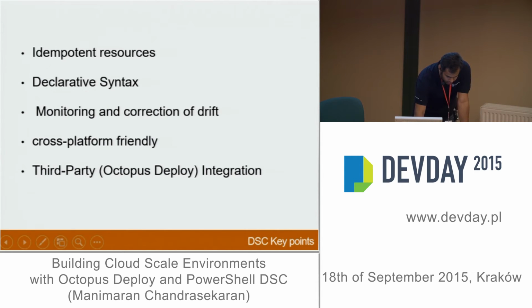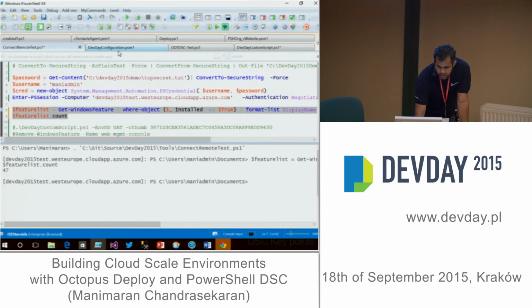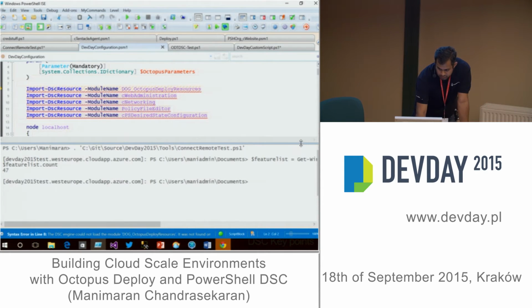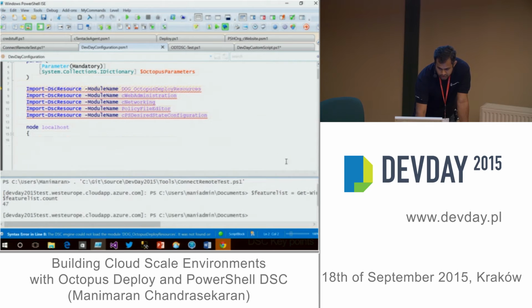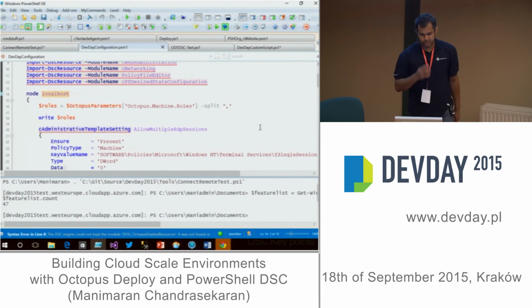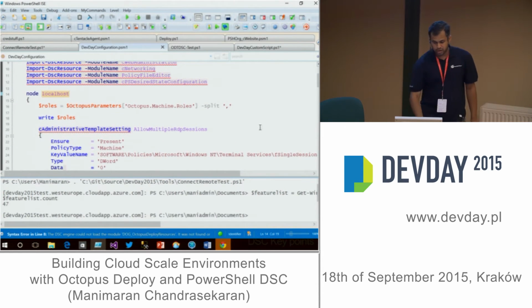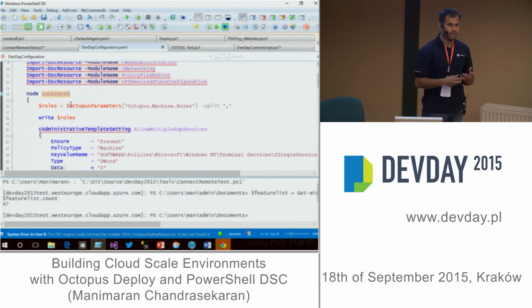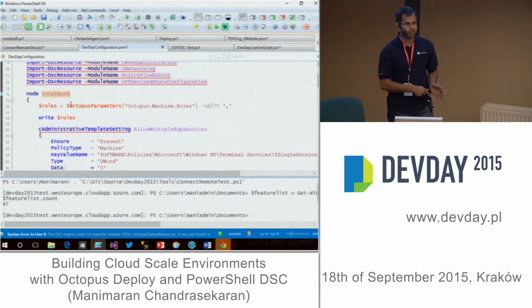So let's take a quick look at one of the DSC configurations which we're going to use now. This is the configuration file which is going to be used here. If you look, the configuration file is embedded with Octopus parameters, which makes it easier when you apply the DSC configuration in Octopus.